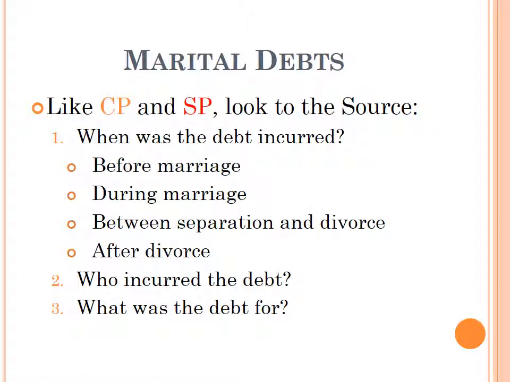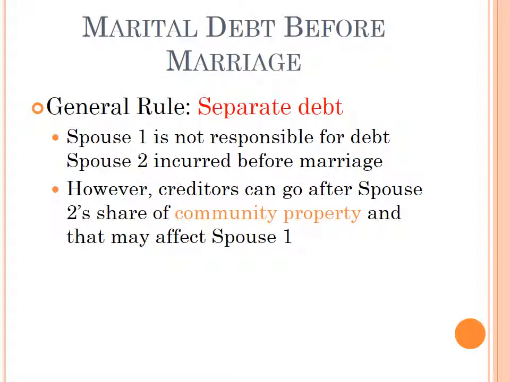When we're looking at when the debt was incurred, we're looking at 4 different periods: before the marriage or the partnership, during the marriage or the partnership, the period between separation and divorce, and the period after divorce. So let's look at each of these individually. Marital debt before marriage, as a general rule, is going to be separate debt. So in other words, spouse 1 is not responsible for the debt spouse 2 incurred before the marriage.